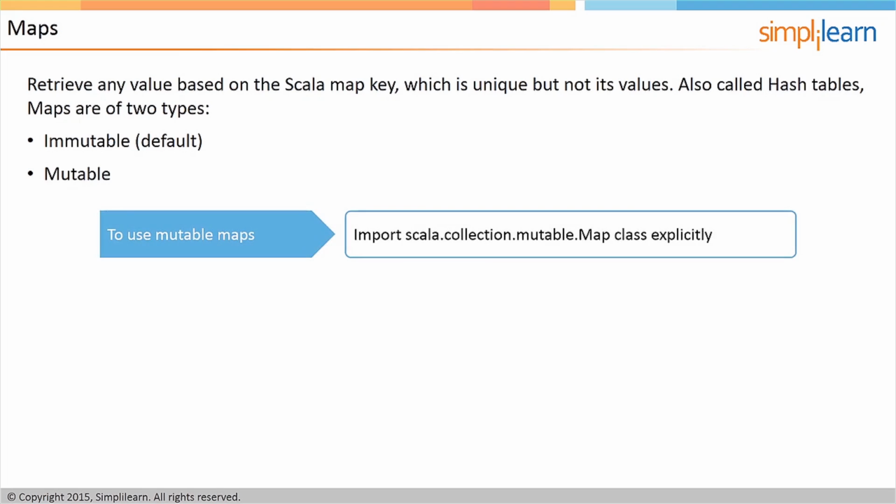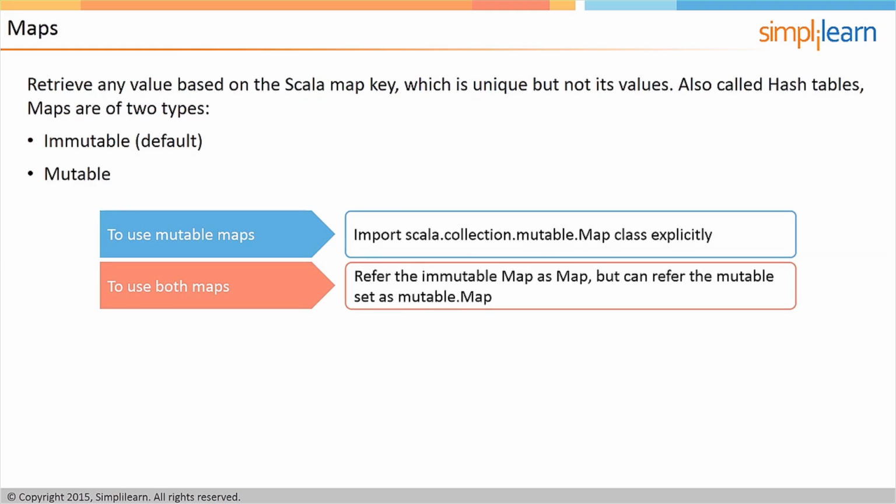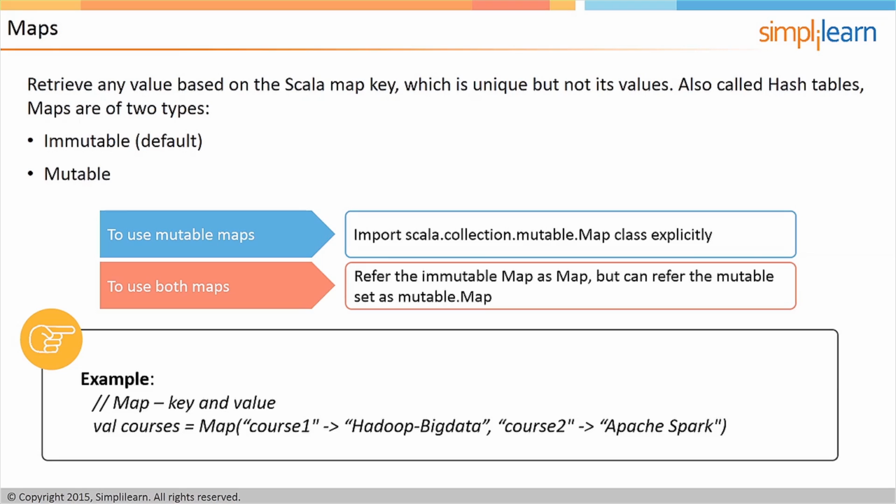If you need to use the mutable maps, you'll need to import the scala.collection.mutable.Map class explicitly. To use both types of maps in the same program, you can continue referring to the immutable map as Map, but you can refer to the mutable map as mutable.Map. The example given on the screen shows how to declare immutable maps.